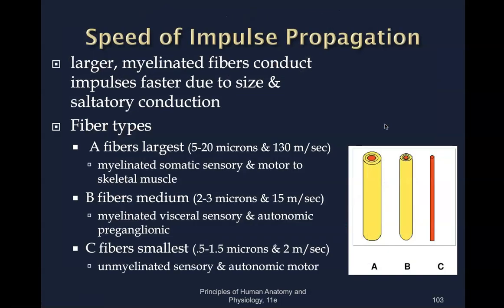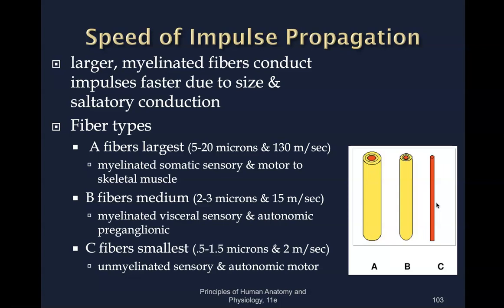Speed of impulse propagation is not only going to be impacted by myelination. So now we know that myelinated fibers are going to conduct impulses faster because of that saltatory conduction, because they can jump. But also, obviously, the larger the fiber, the more surface area there's going to be for these sodium voltage-gated channels. So it's also going to make nerve impulse conduction faster.